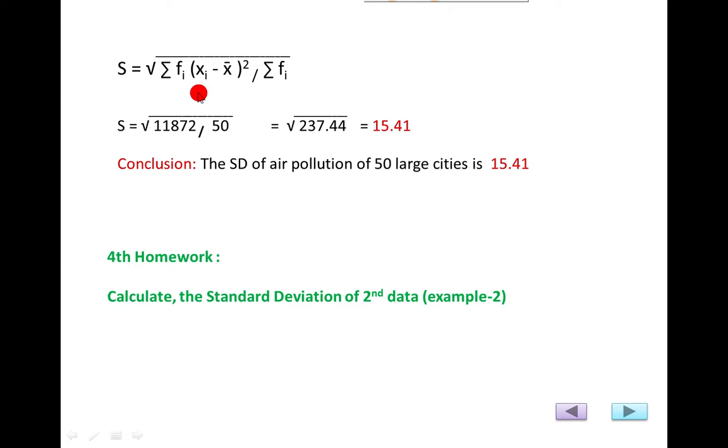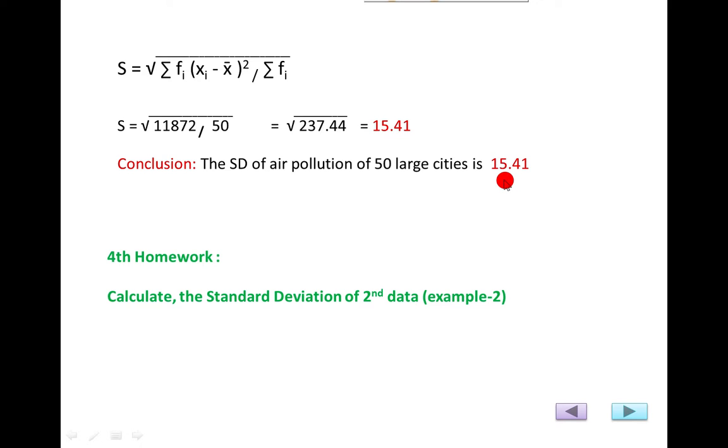So you can observe from this, substitute here 11872 divided by 50, you will obtain 237.44, and the square root is 15.41. The conclusion will be the standard deviation, same as for the mean, median, mode. Write the statement here: the standard deviation of air pollution of 50 large cities is 15.41.